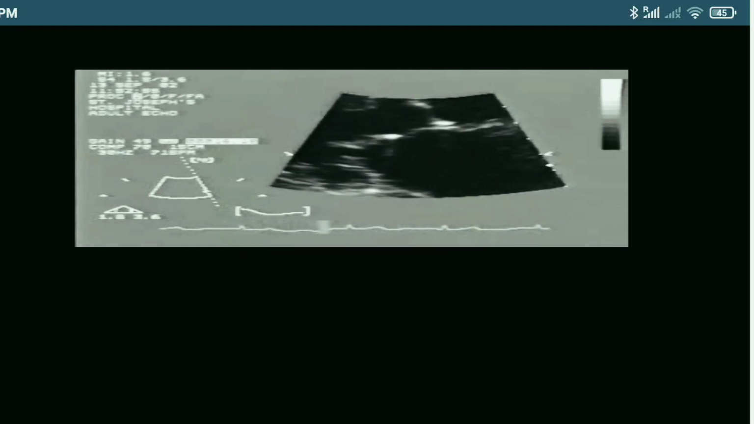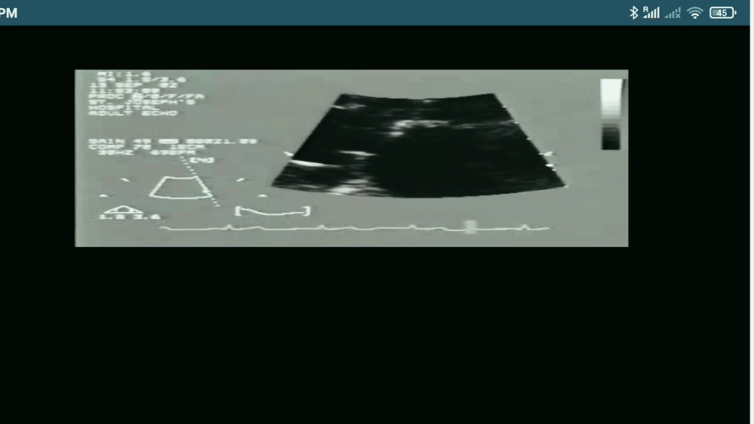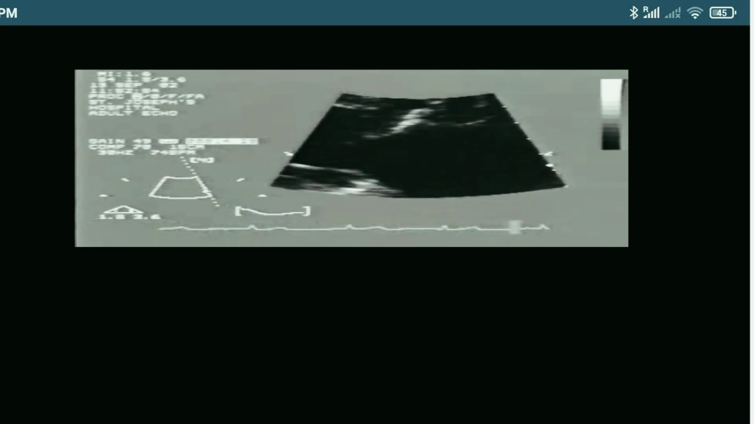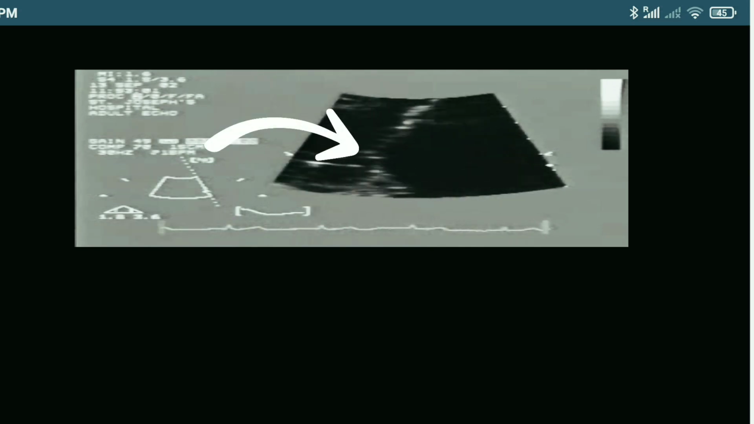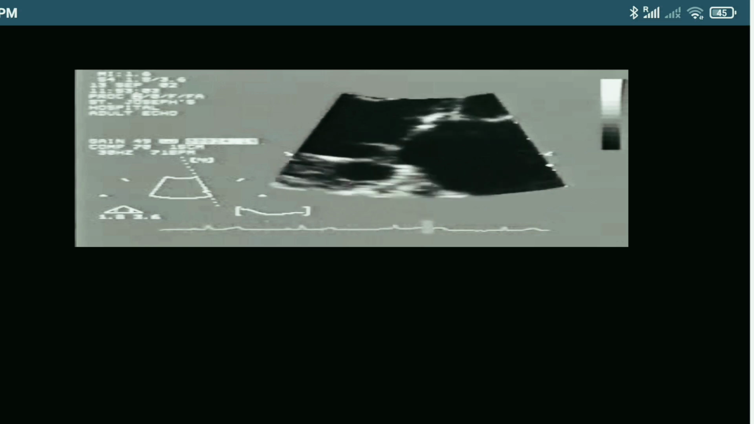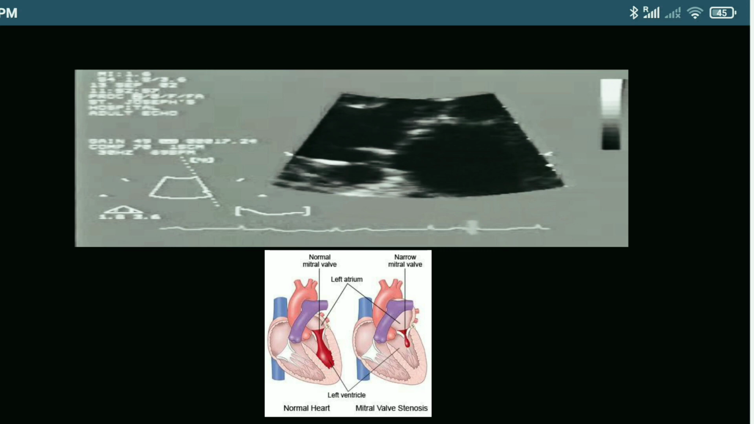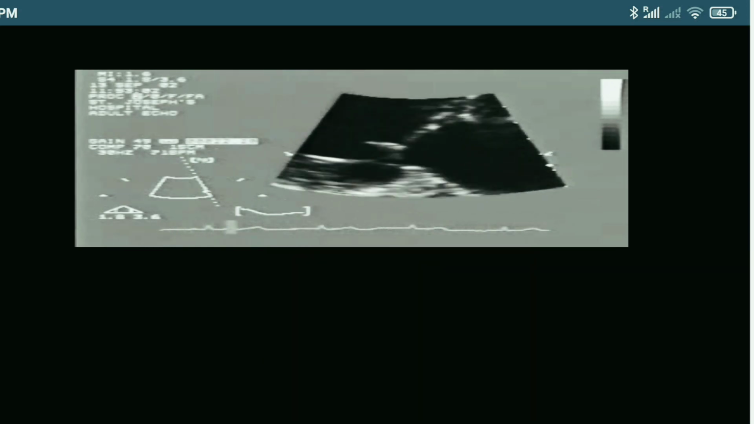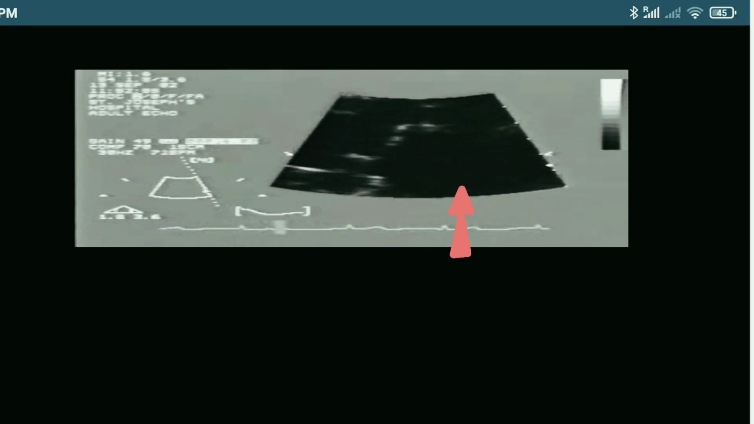So let's talk about mitral stenosis. In this graphical presentation, which is the 2D echocardiography image, you can see that there is a mitral stenosis. Whenever there is mitral stenosis, the valve surface area becomes reduced, and because of that, a pressure gradient is generated between the two chambers, the left atrium and the left ventricle.